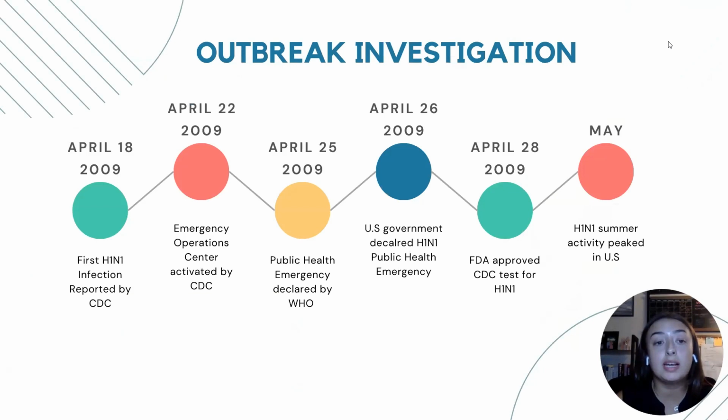By April 22nd, the Emergency Operations Center was activated by the CDC. By April 25th, the public health emergency was declared by the WHO, which is the World Health Organization. On April 26th, the U.S. government declared H1N1 a public health emergency, and by April 28th, the FDA approved CDC testing for H1N1. By May, H1N1 summer activity peaked within the United States.